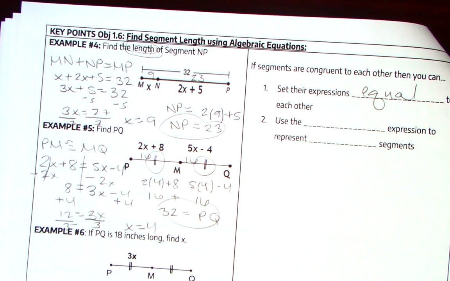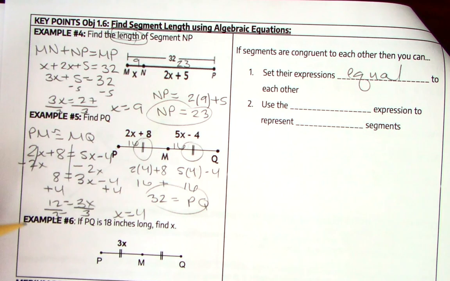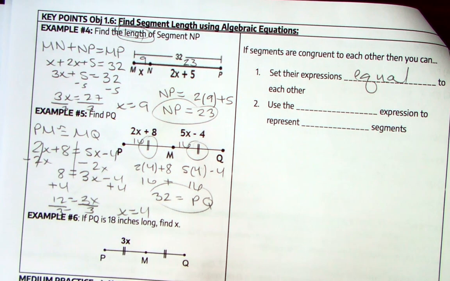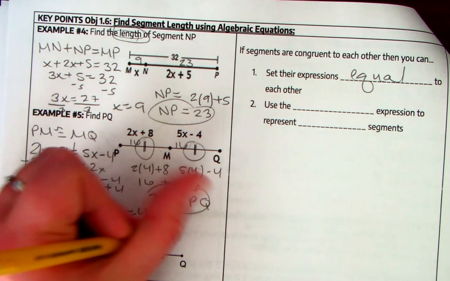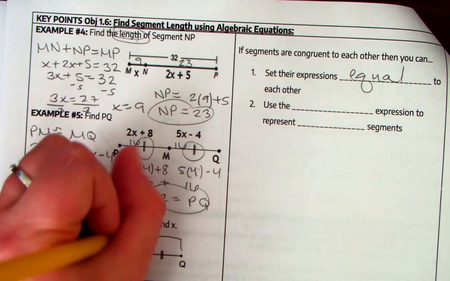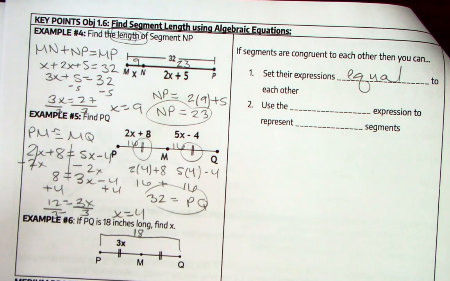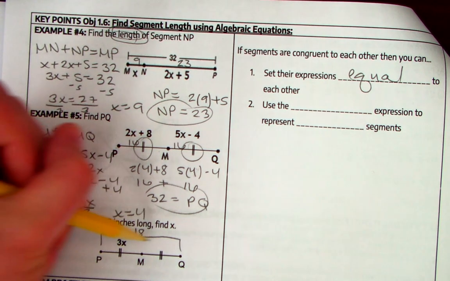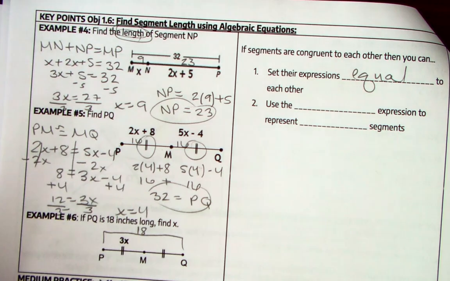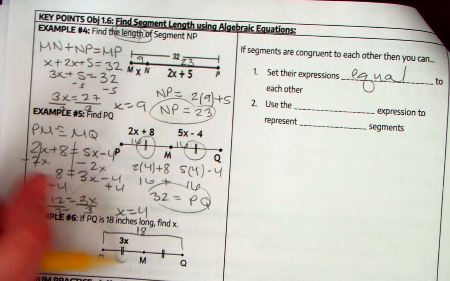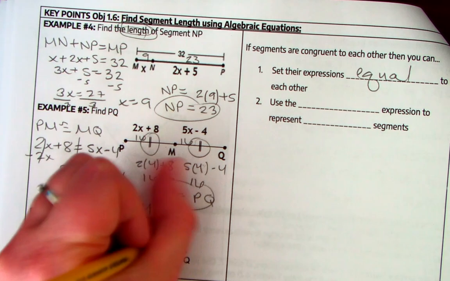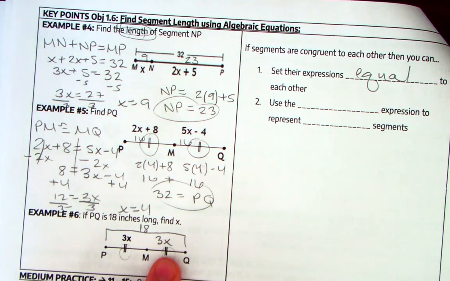Okay. Last example says if PQ is 18 inches long, find X. All right, so PQ, I'm looking at this picture, what do I notice? I'm told PQ is 18, so I'm going to label that. We can use brackets to show, hey, starting here and going down to here, it's worth 18 units. PM is labeled as 3X. Oh, I'm noticing the ticks again, so they're the same. So if that's 3X, then that's where 3X is.